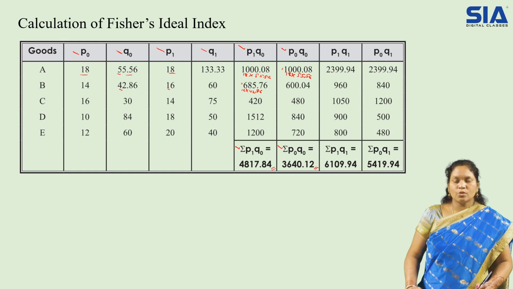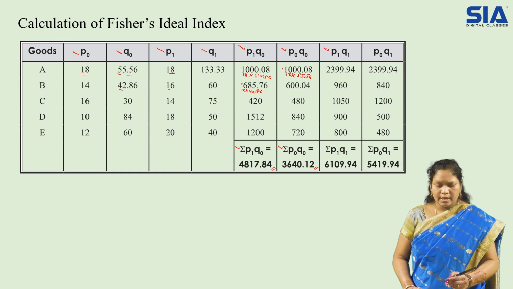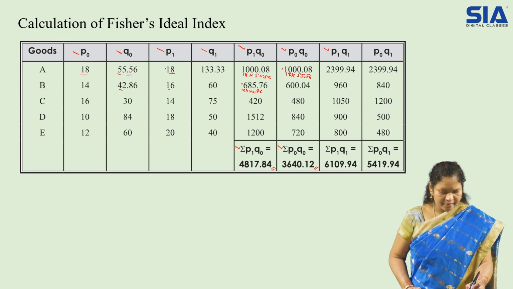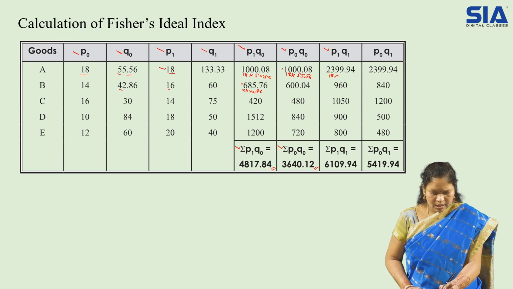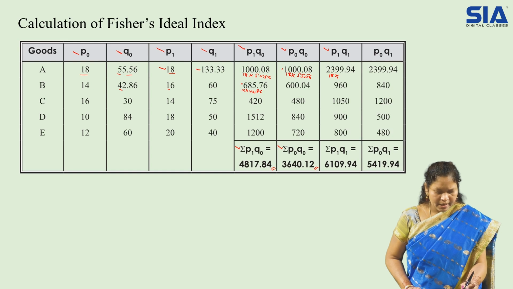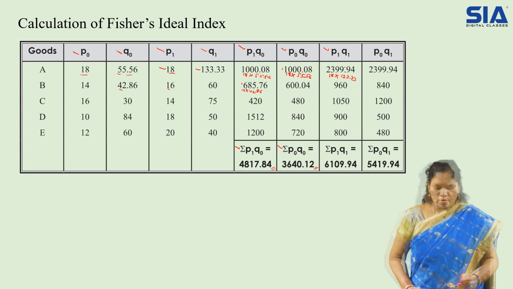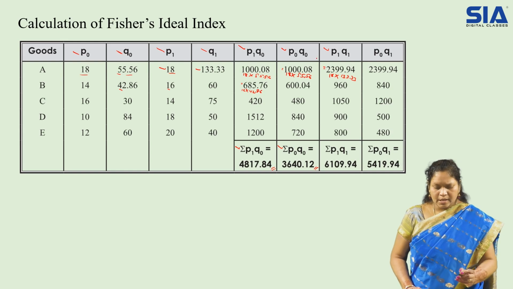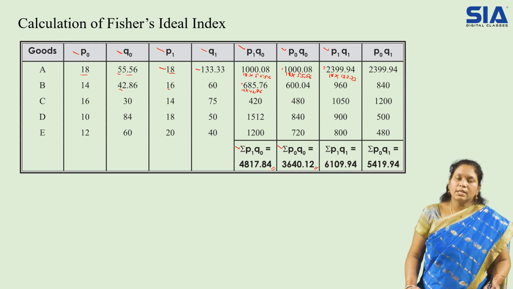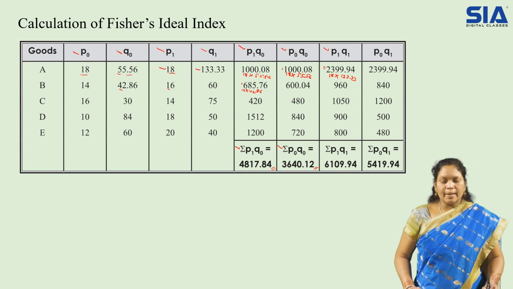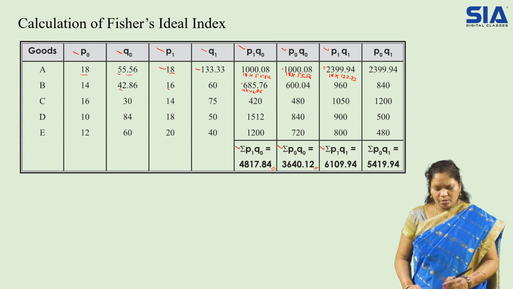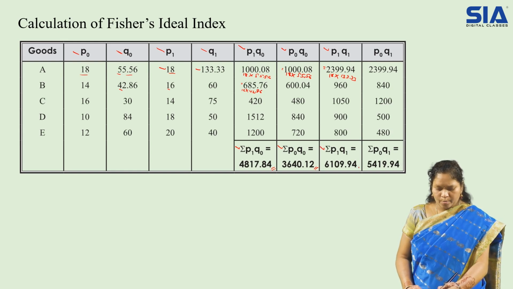So like that, let us go for P1 Q1 column also. So simply take P1 value multiply with Q1 value. So P1 I have 18 here. So 18 into Q1 I have 133.33. So multiply 18 into 133.33, got the answer here. So like that, go for all other values simultaneously. Multiply P1 with Q1 and add one to another, that all values will get summation P1 Q1. So this is how I have got one more column.